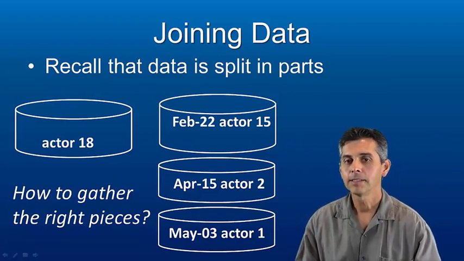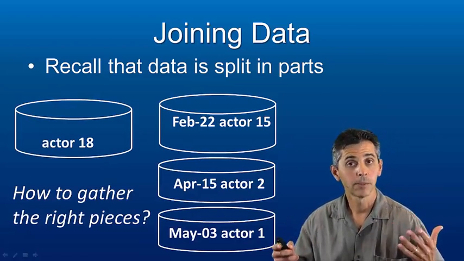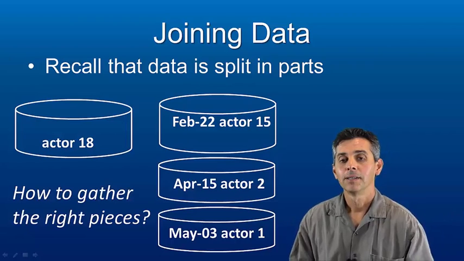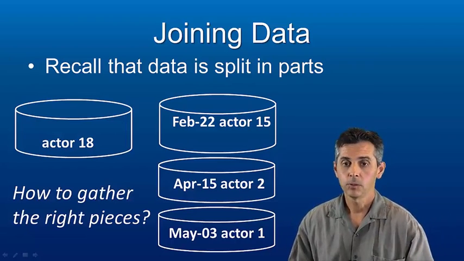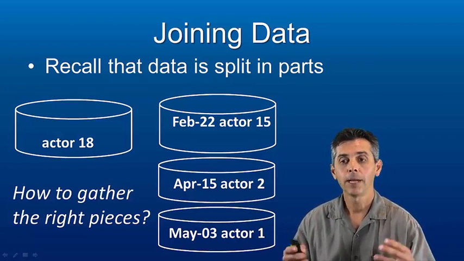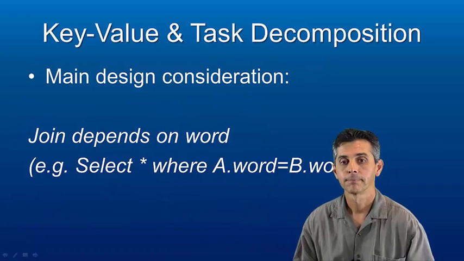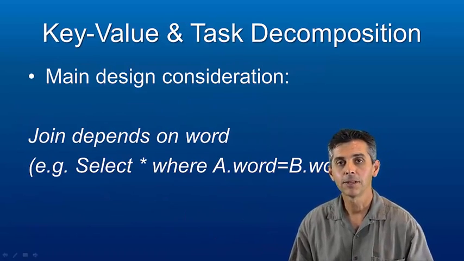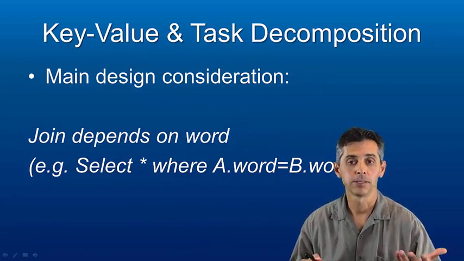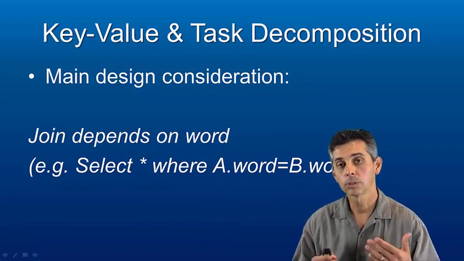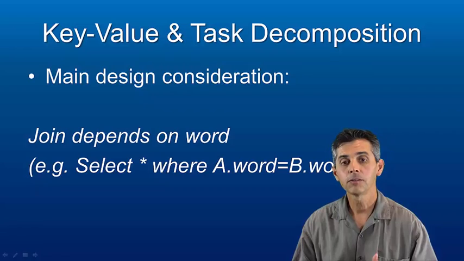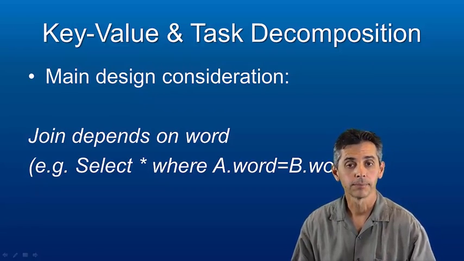Keep in mind that the info you need could be spread out over different parts, especially when this is a large data set. And that could be the case for both data sets. The question arises, how do we gather the right pieces of data to produce the joint output? The main design consideration is that the join operation depends on matching words. So if words were grouped together, then all the information for the join could be carried out.